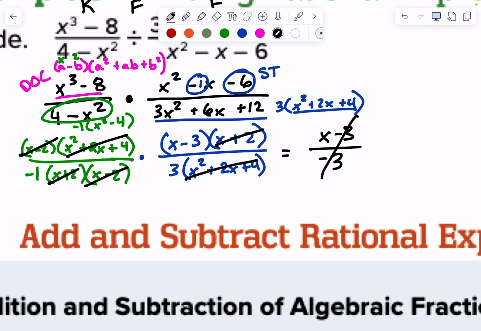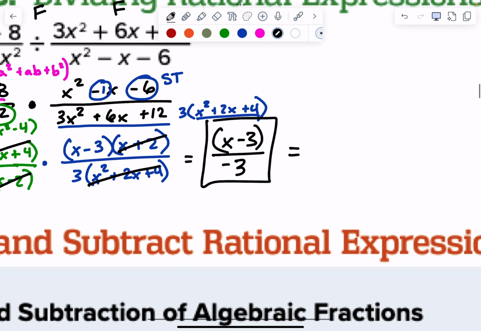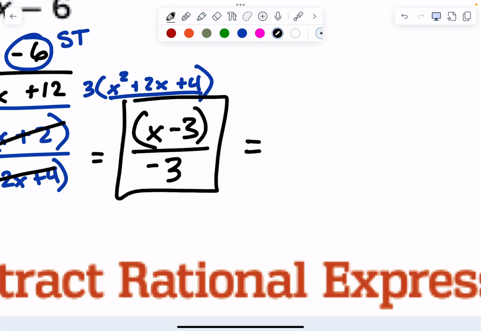No, because the top one's trapped. They're locked in. x minus 3 has to go as a whole unit because they're trapped together by that minus sign. So this guy is done. Now, what you could do, and Jacob Carr might say this, what's another way of writing x minus 3 over negative 3? Negative 3 plus x. That's what that means, right?